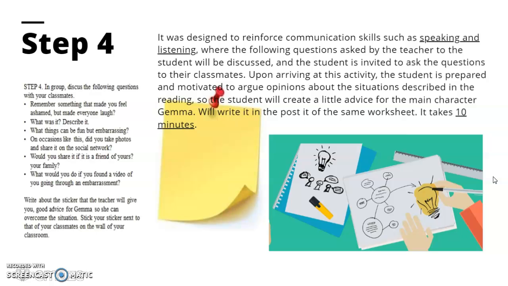Upon arriving at the end of this activity, the students are prepared and motivated to argue opinions about the situation described in the reading. So the students will create a little advice for the main character Gemma. They will write it in the post of the same worksheet. Or even better, the teacher gives each student a sticker so they can write their advice and stick it on the classroom mural or a wall.